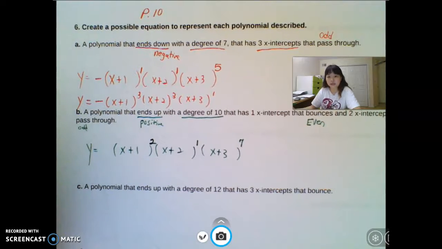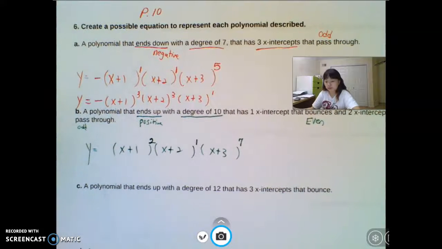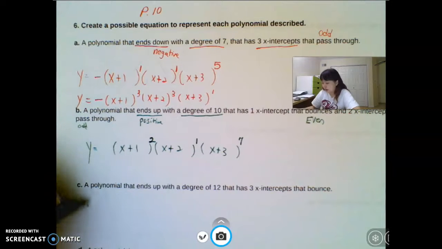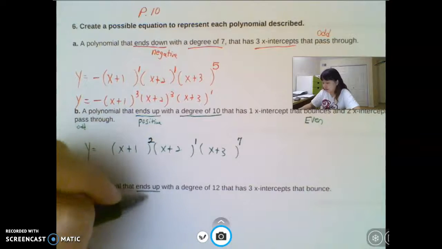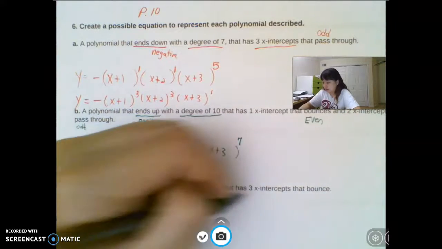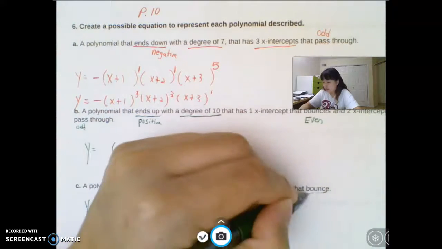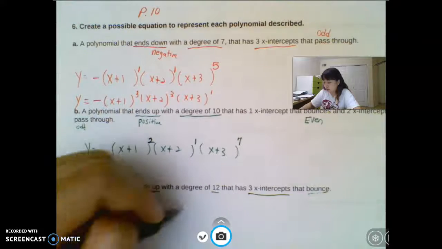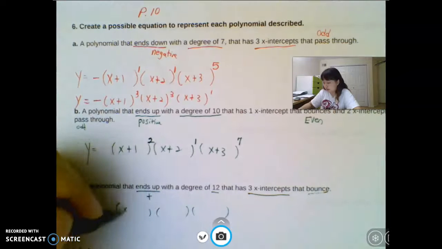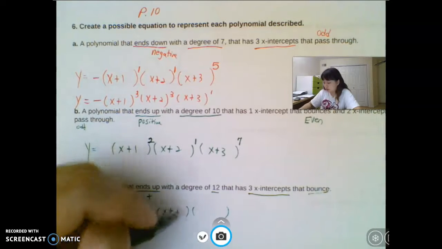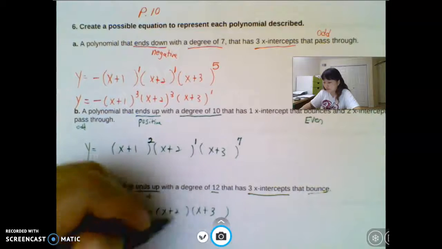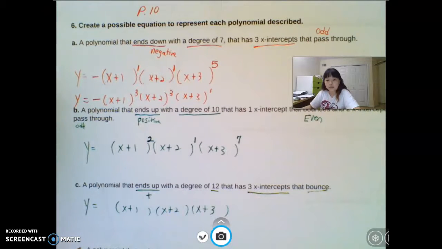Now, like I said, this is just one possibility out of millions, billions of different things you could choose from. All right, let's do C. A polynomial that ends up, so it's still positive, degree of 12, that has 3 x-intercepts that bounce. So 1, 2, and 3. They have to be all different. 3 x-intercepts that bounce, so they have to be all evens.